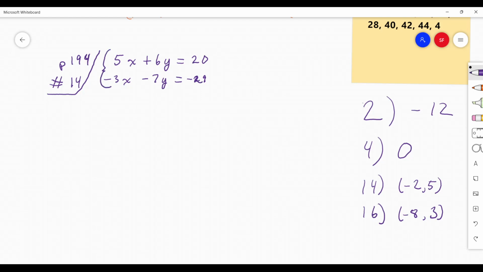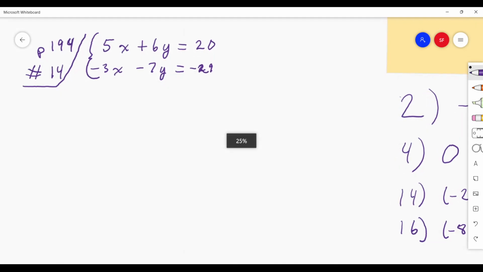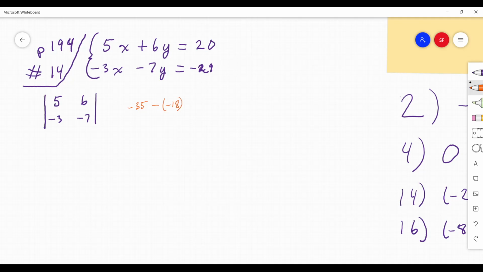All right, so what are we going to do on number 14? You take the 5, the 6, the negative 3, and the negative 7, put that into the matrix. Now you do 5 times negative 7, and then negative 3 times 6. Oh, you just skip the entire thing.